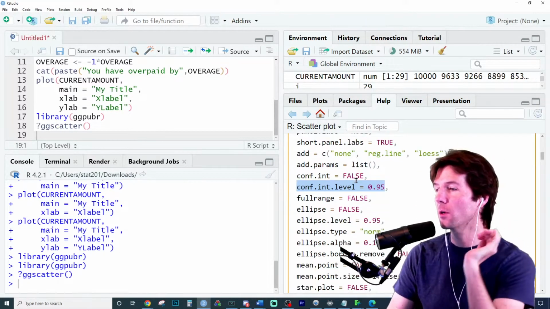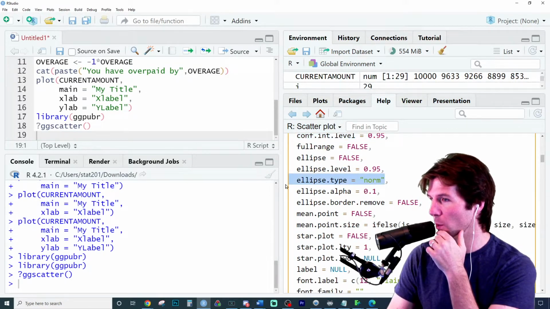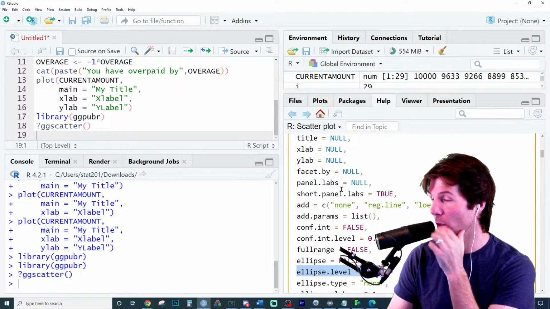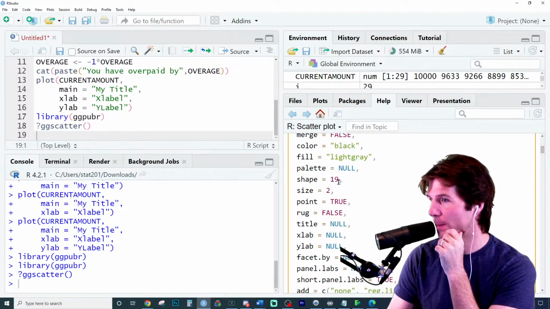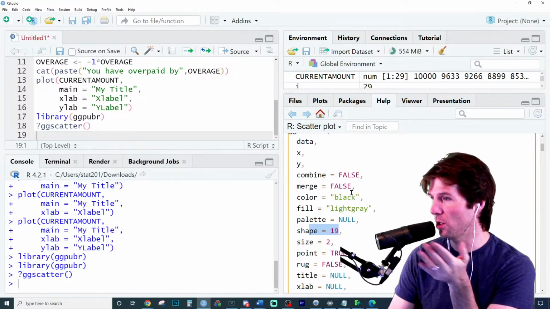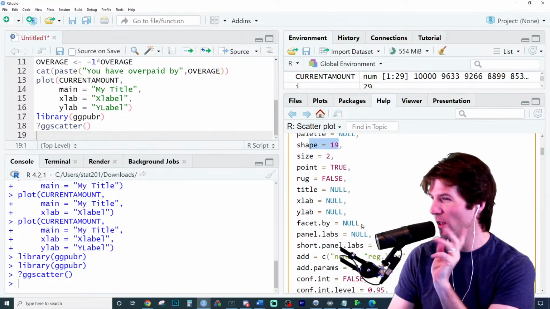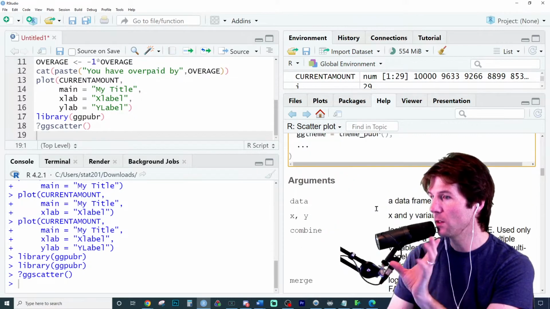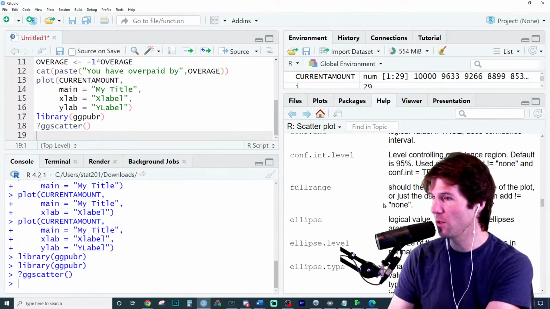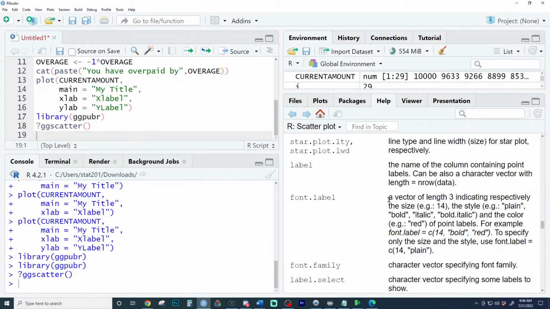So look at this right here, where it says it's equal to norm, or equal to 0.95. A lot of these function arguments have defaults, like the shape, the merge, the size. So there's a lot of defaults that it's going to pick for you, so you don't have to pick everything. You just need to put in the required parts of the arguments.